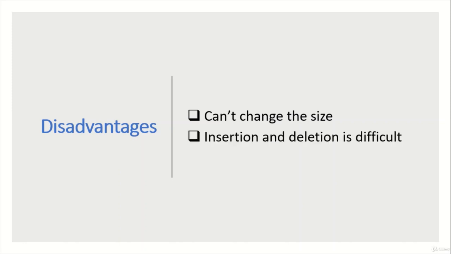Disadvantages of using an array. You can't change the size, that is, once you have declared the array, you can't change its size because of static memory allocated to it. Your insertion and deletion is difficult as the elements are stored in consecutive memory locations and the shifting operation is costly too.